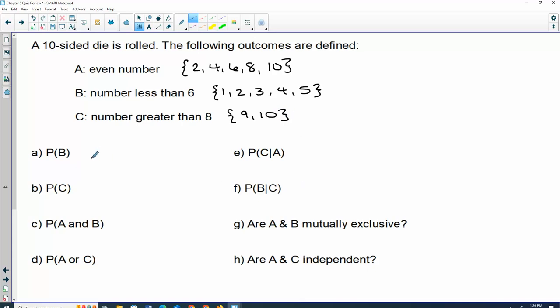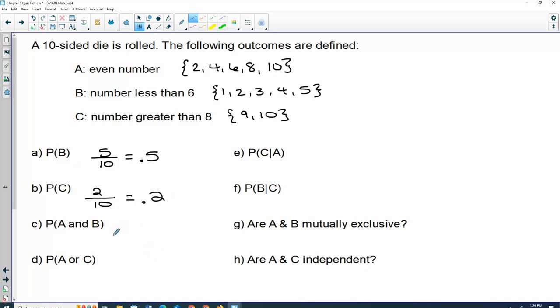Okay. So the probability of B. How many outcomes are there? 10 for a 10-sided die. And how many of them are in B? 5. So 5 out of 10, 0.5. The probability of C: 2 out of 10. So 0.2.